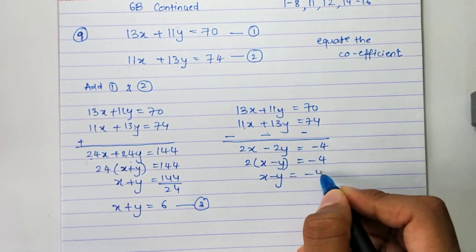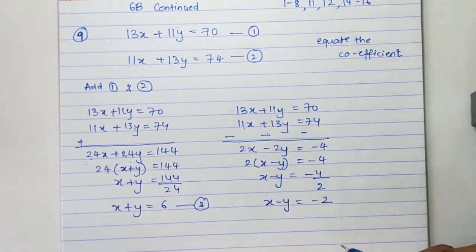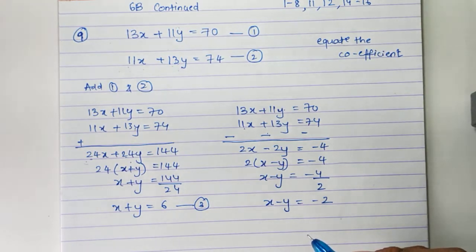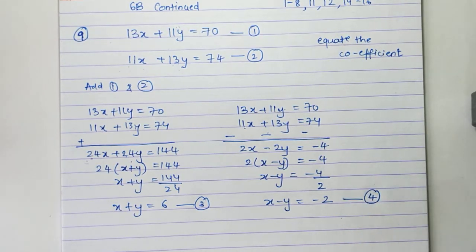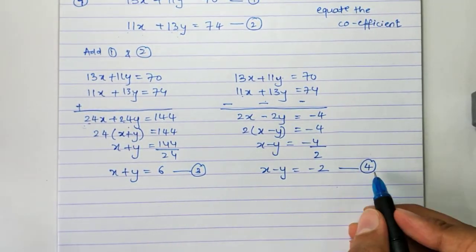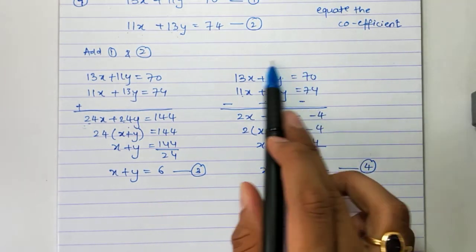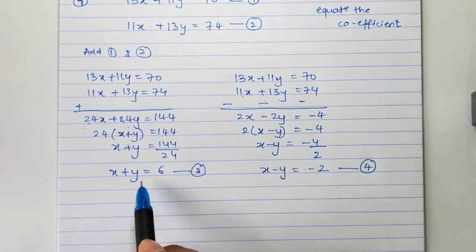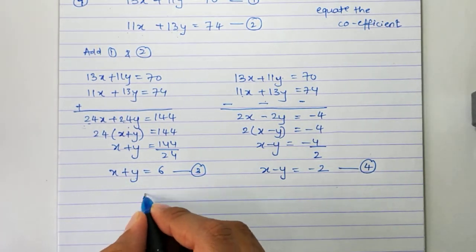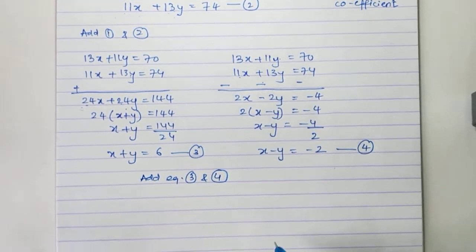So x minus y is minus 4 upon 2, x minus y is minus 2. Let's name this equation 4. Now once you have these two equations, solve them simultaneously. They are simpler equations now. See, they're simple equations. So now add equations 3 and 4.